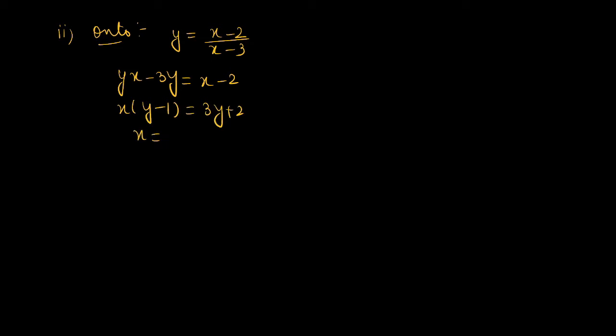Onto means for every element of my codomain, there exists some pre-image, then we can say that it is an onto function. Okay, so now my y is equal to (x minus 2) divided by (x minus 3). So now we have to express the x variable in terms of y. So now this is yx minus 3y is equal to x minus 2. So x into (y minus 1) is equal to 3y plus 2. So x is equal to (3y plus 2) divided by (y minus 1).